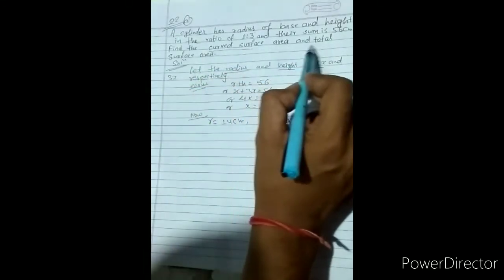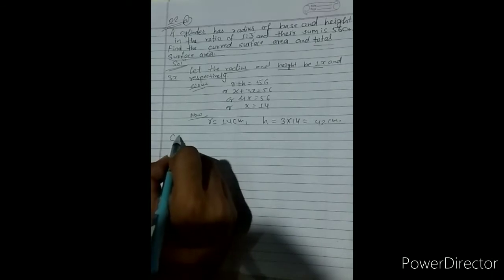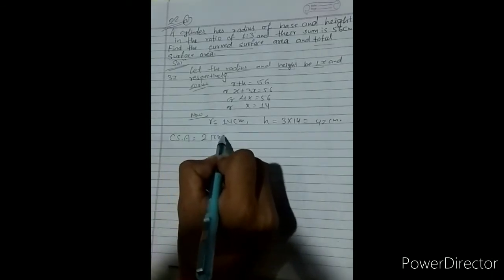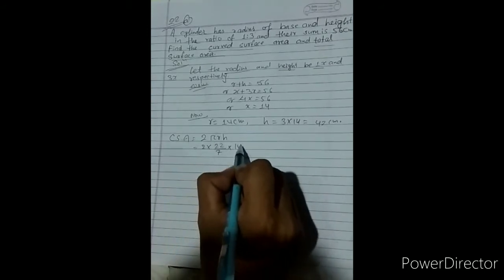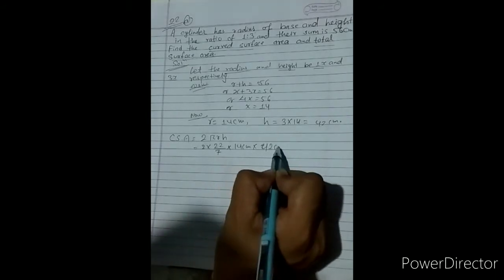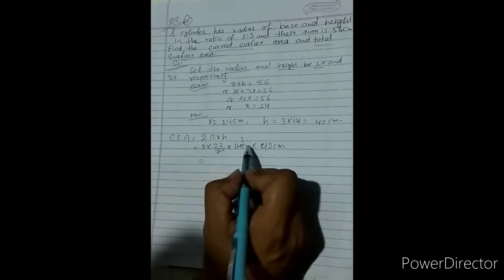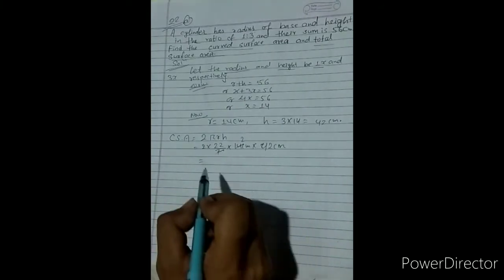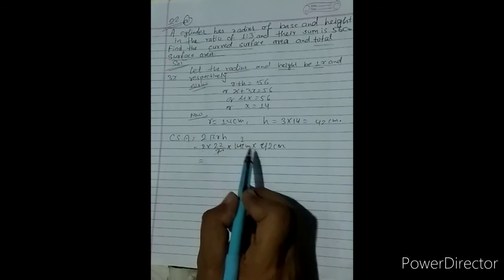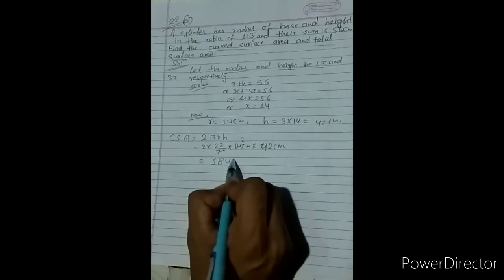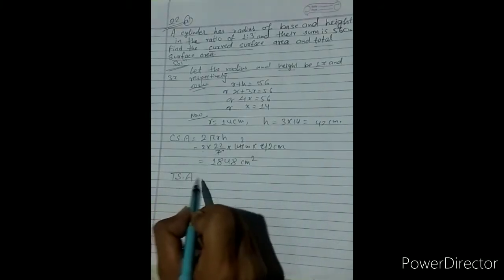Find the curved surface area and total surface area. It's not a big deal. CSA is equal to 2 pi RH, 2 into 22 by 7 into R is 14 into 42. Now 2 into 22 into 42. Now we can calculate it. Product of 2 into 22 into 2 into 42 is 1848 centimeter square. Now next you have to find TSA.